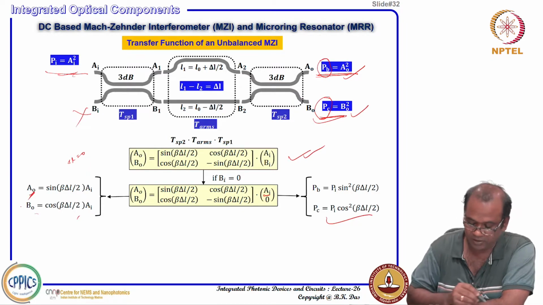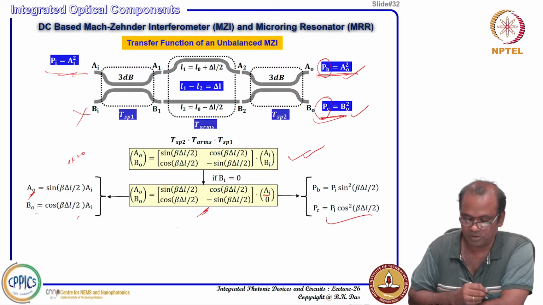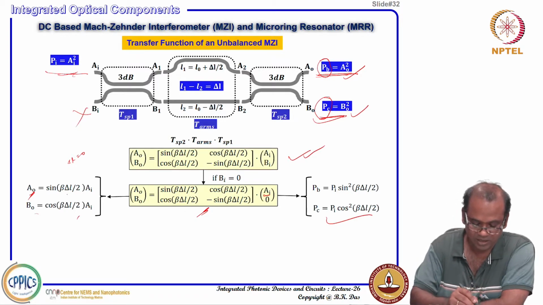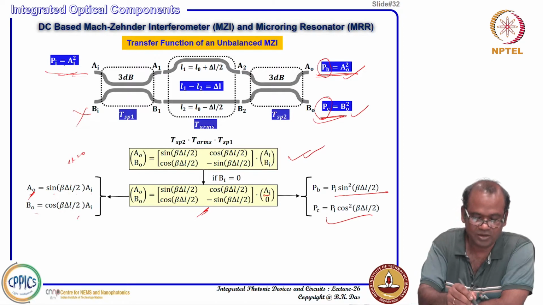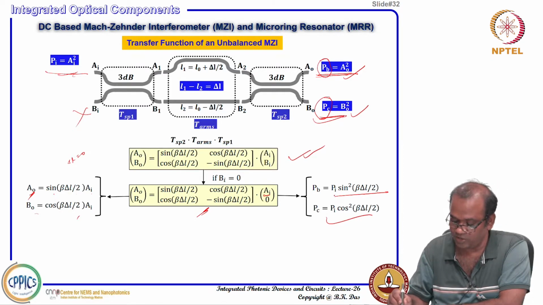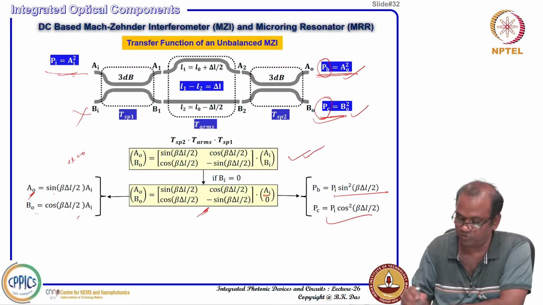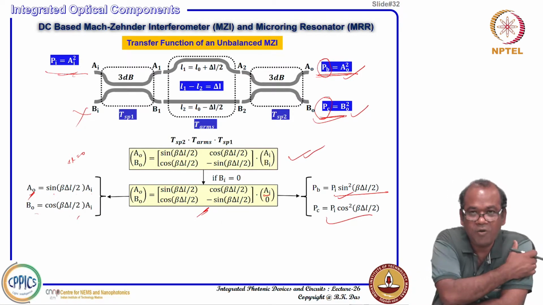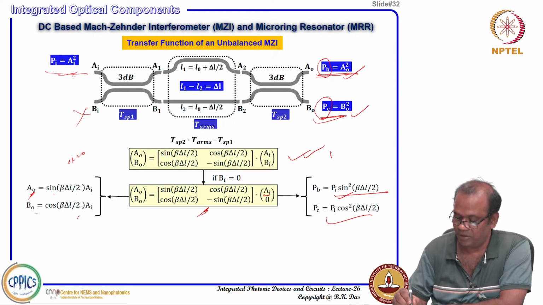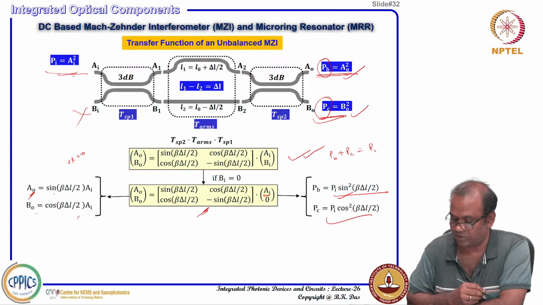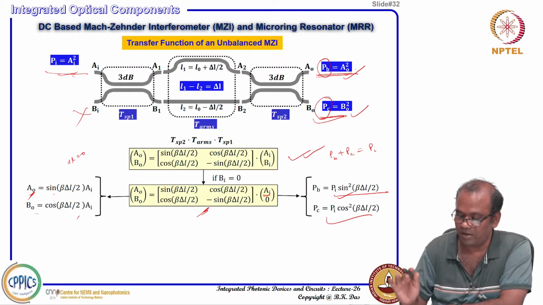So, A naught I have already got from this transfer function, transfer matrix. A naught is this one. So, PB will be this one squared, AI square, equal to Pi times sine square beta delta L. So, once we know the amplitude we can find out what power you will be achieving at the bar port and what will be the power at the cross port. So, if you see, PB plus PC will be equal to Pi, because sine square and cosine square are the same function. So, lossless case, so total power is distributed.